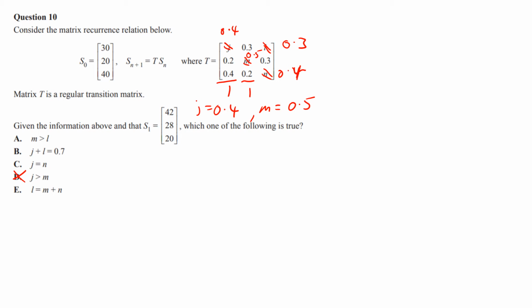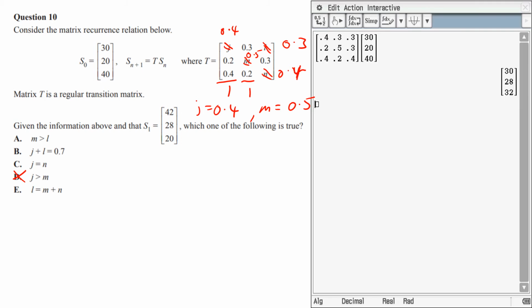Let's just prove that with the calculator. There's the calculation. We put in those values and we did not get S1. That S1 does not match up, so therefore A, B, and C are wrong. So those values are not correct. 0.3 and 0.4 not correct.